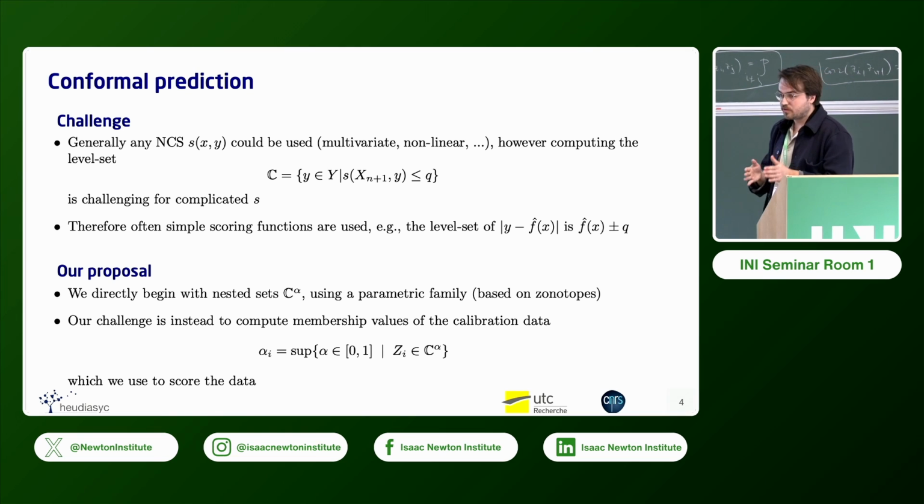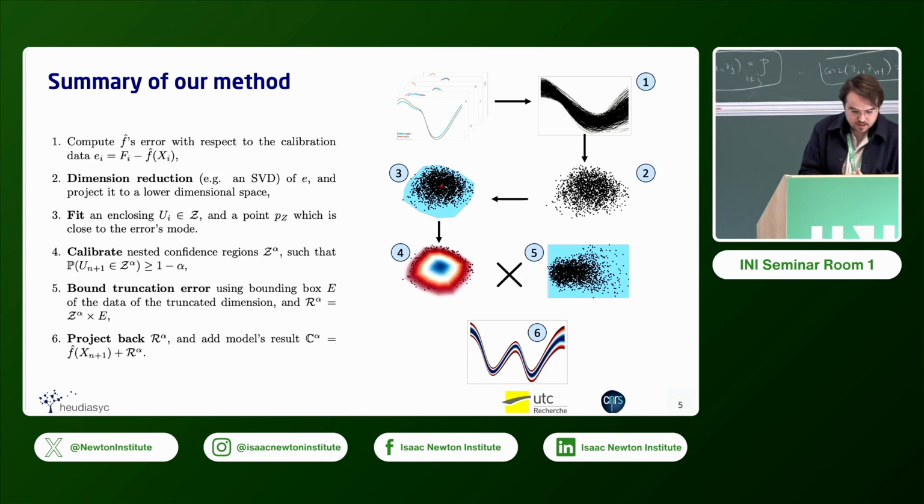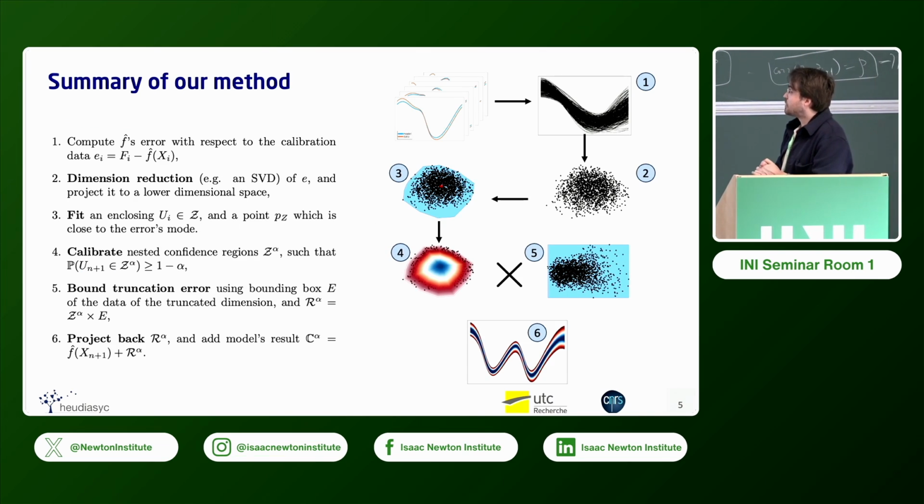So what we propose is, in some sense, the inverse of conformal prediction. It's not that we begin with a nonconformity score, but we begin with a defined set of sets, right? So that you're going to have these nested sets, and then the challenge is instead to compute its membership value, right? So instead of it being complicated to compute a level set, we instead are going to compute this membership value.